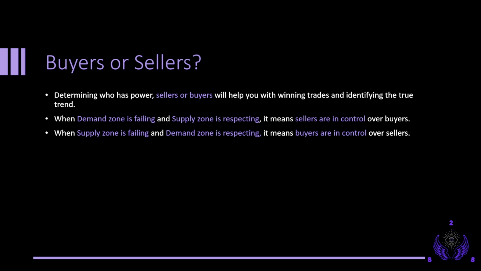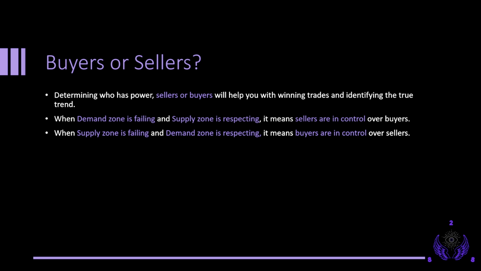Determining who has power, sellers or buyers, will help you with winning trades and identifying the true trend. Once you are able to identify the correct trend, you will win a lot of trades, because you are on the correct side of the trade and the market. When a demand zone is failing and a supply zone is respecting, it means sellers are in control over buyers. Sellers have more power than buyers, and you should follow the sellers because they have more power. Buyers don't have power, so why follow them? That's why it's important to follow the correct and true power.